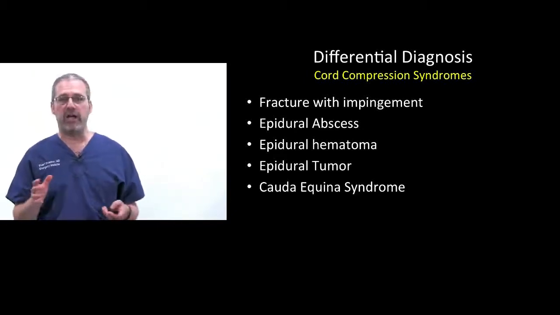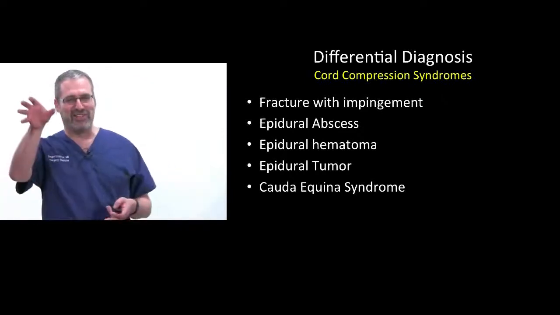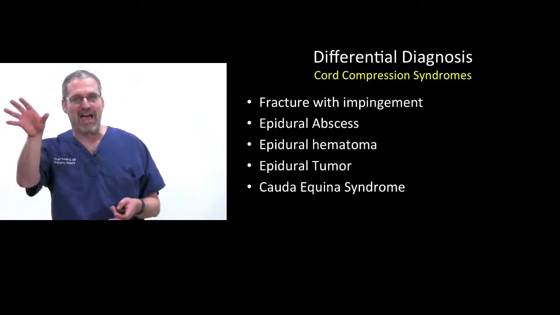Now, cauda equina is not, strictly speaking, cord compression, as we all remember from med school. It's actually the lower motor neuron fibers after the cord ends, but it's the same thing. You've got hard neuro findings that can't be ignored that need urgent intervention.